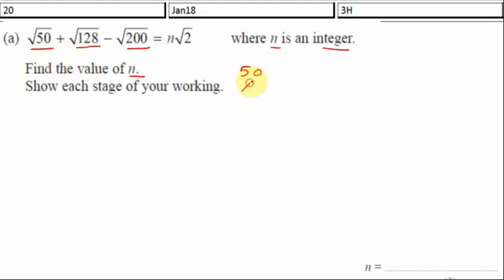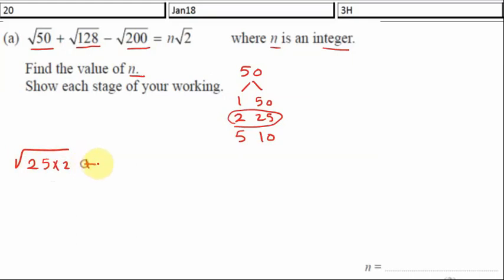So for 50, for example, we have 1 times 50, we have 2 times 25, we have 5 times 10. So we will select 2 times 25, and we are going to write it here. Instead of 50, 25 multiplied by 2. Plus, now root of 128, so we will find factors of 128. So we have 1 times 128, we have 2 times 64, we have 4 times 32, and we have 8 multiplied by 16.